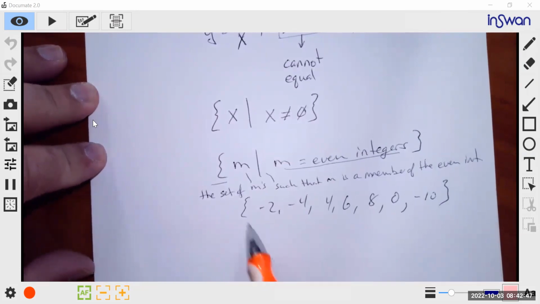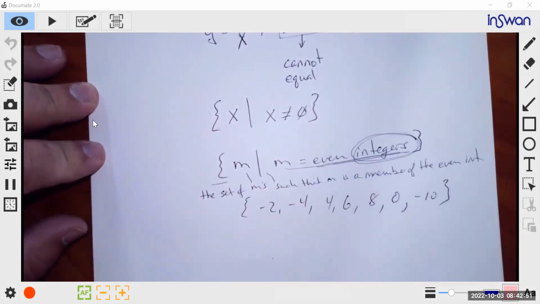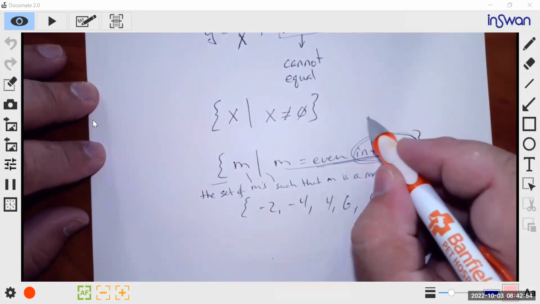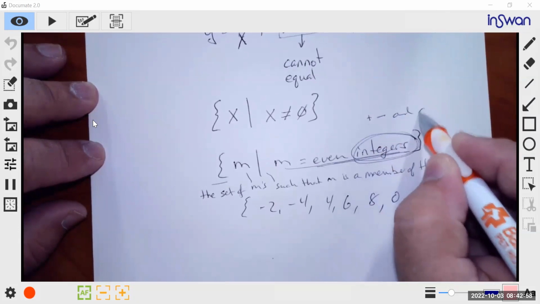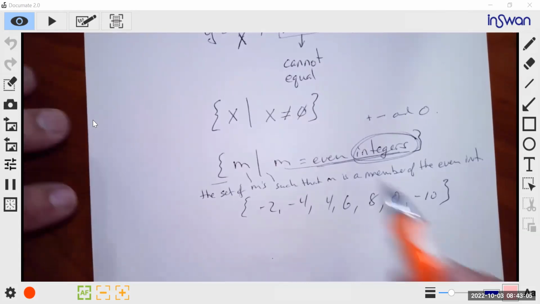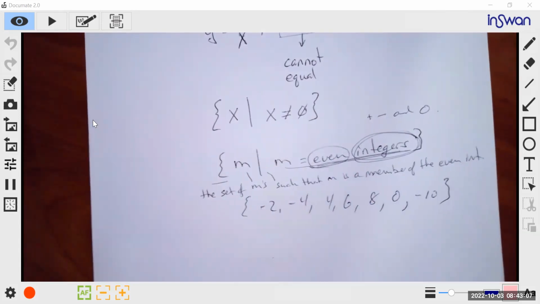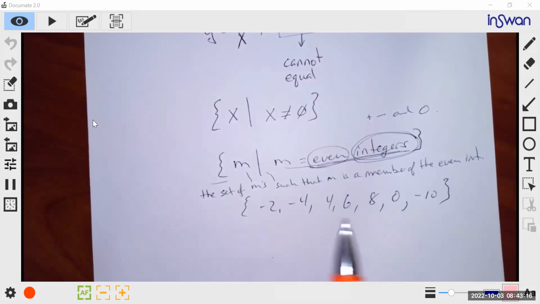So here's an example. Since it says even integers, what's an integer? Integers are positive numbers, negative numbers, and zero. So they have to be even, which means they have to be divisible by 2. So there's my answer. It's all the even integers in the negative, in the positive, and 0.